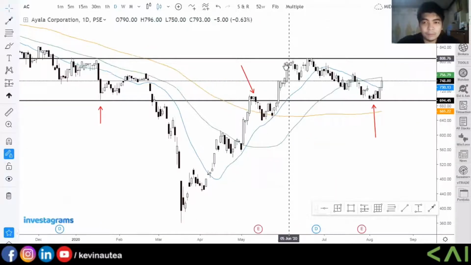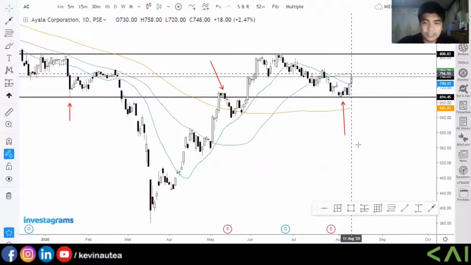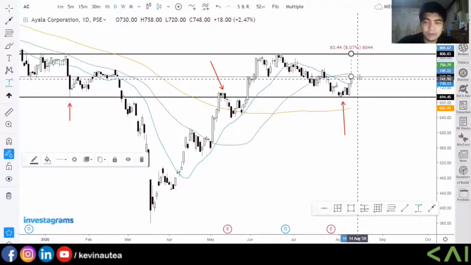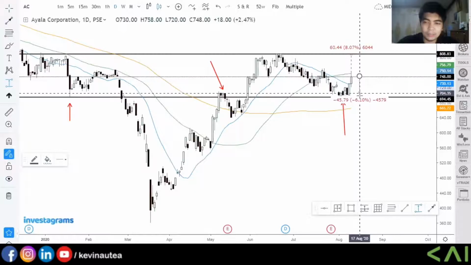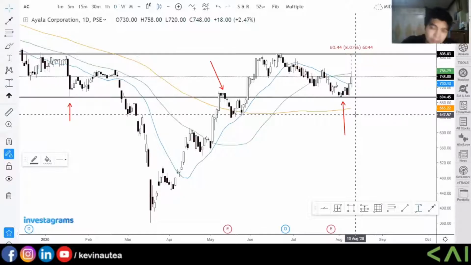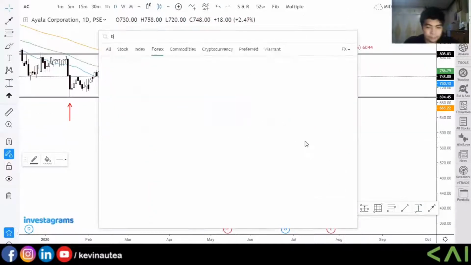Now, if you bought the stock at the retracement or the bounce right there, maybe you can set your TP at around this point. So that would be 8%. Now, the selling point would be stop loss at around this point. So that's quite big for a 7% loss. So maybe you could price it up a bit more.